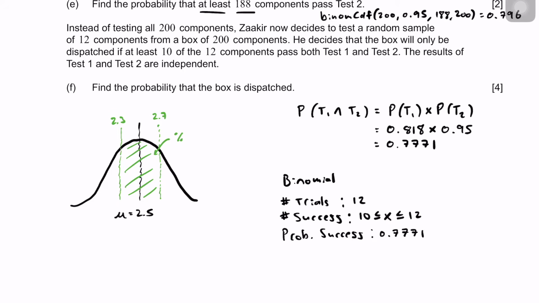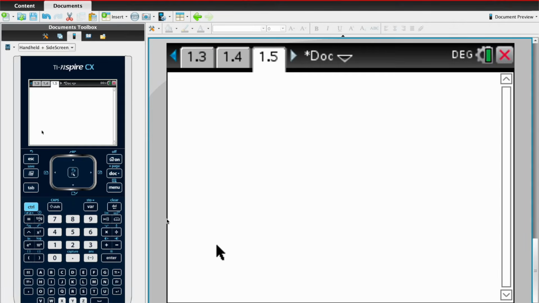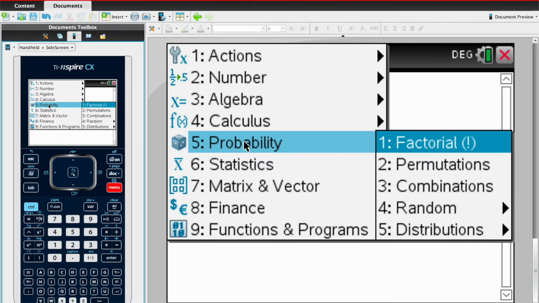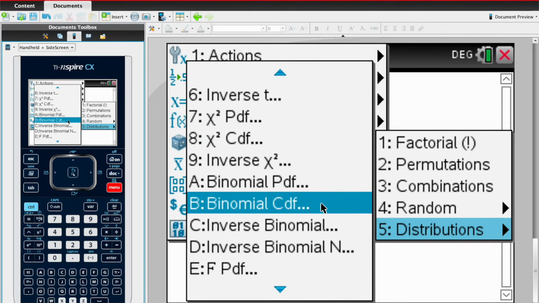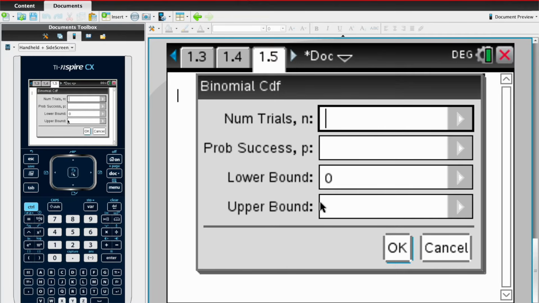Okay, so let's go into the calculator and work this out. Here we go. So, menu, probability, distributions, and let's go binomial CDF because we have a range. Here there are 12 components that we'll be assessing. Probability of success 0.7771. Lower bound, it's at least 10, and the upper bound is 12 inclusive. Okay.